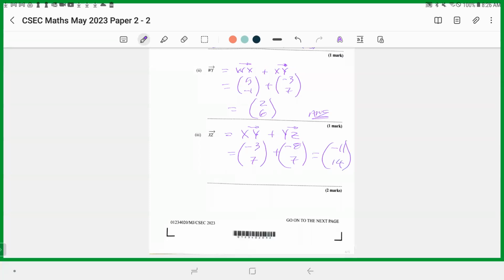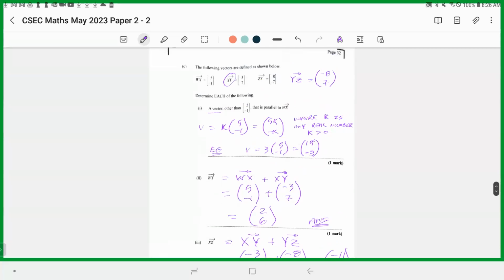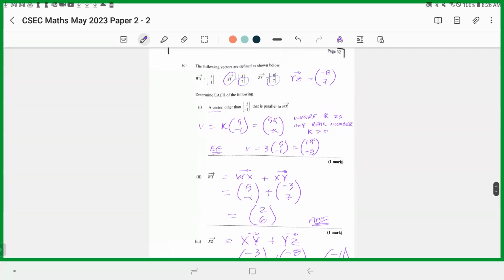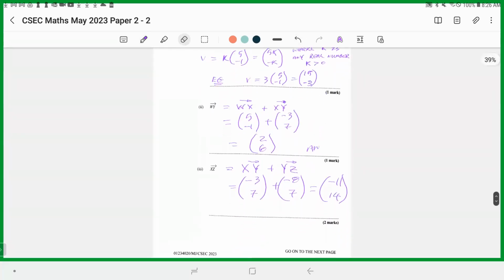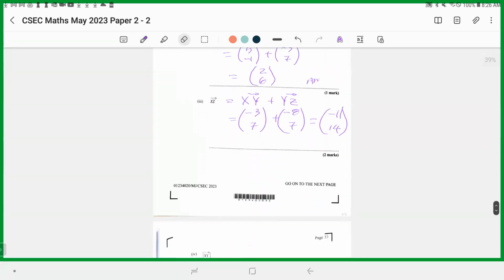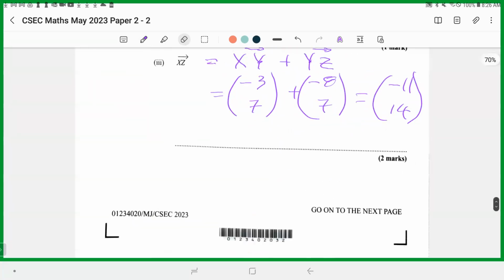Hold on. This is 7 and 7. All right, so negative 11, 14. That is it. Negative 3 plus negative 8 is negative 11, and 7 plus 7 is 14. So this is the answer right there.